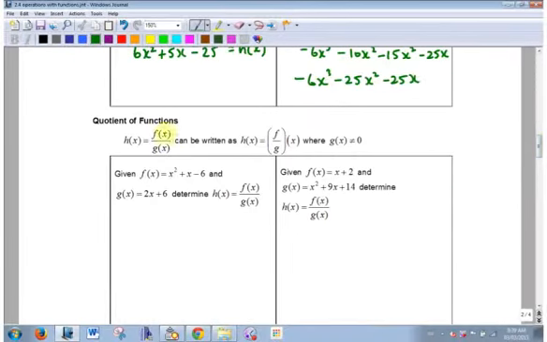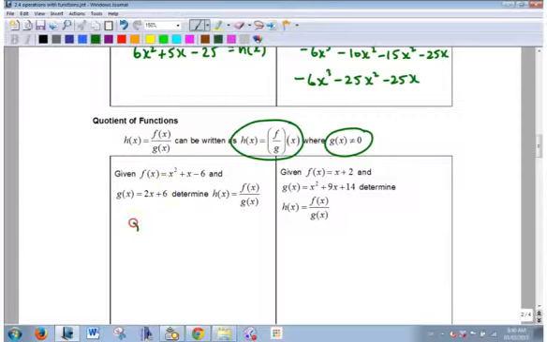Quotient. Now, this one might be a little trickier to simplify. I got f of x divided by g of x, also can be written like that. And remember this R word called restrictions. I can't have g of x be equal to 0, can I? Because then it would be undefined. Okay? We can't do that.